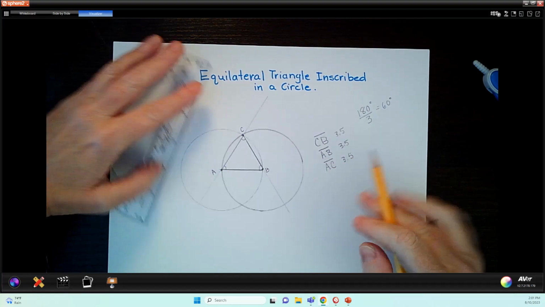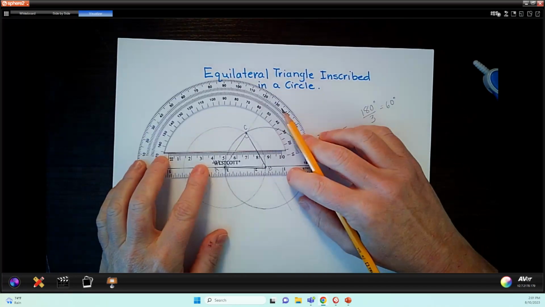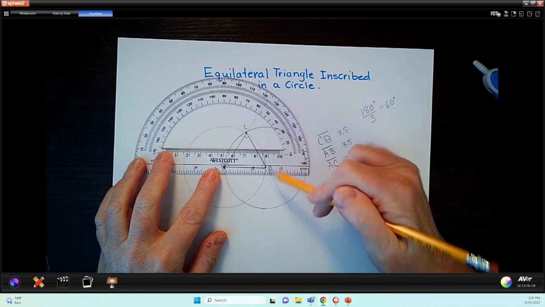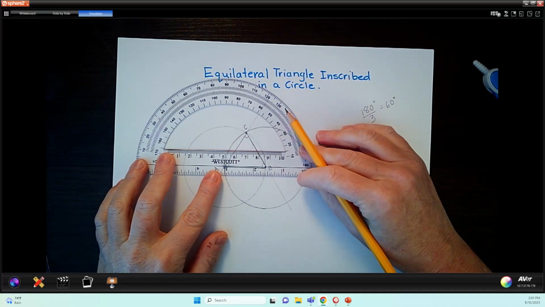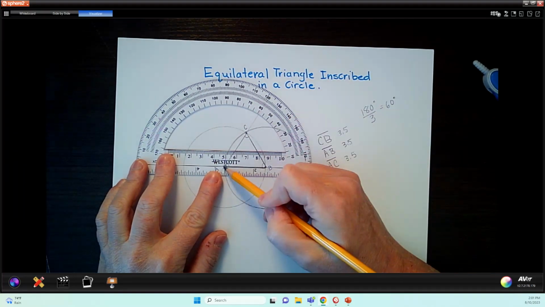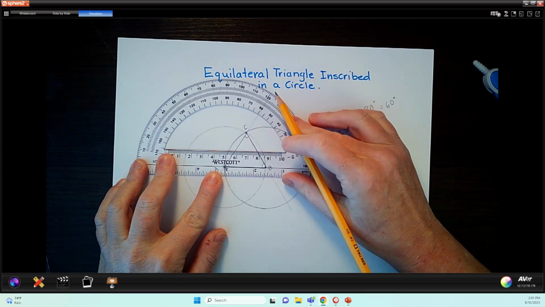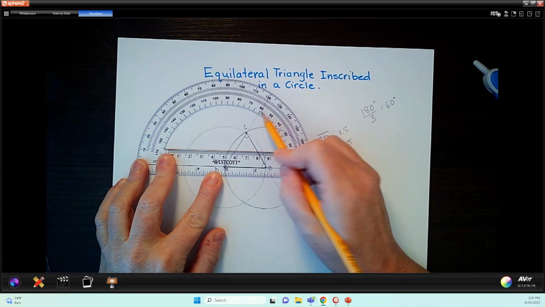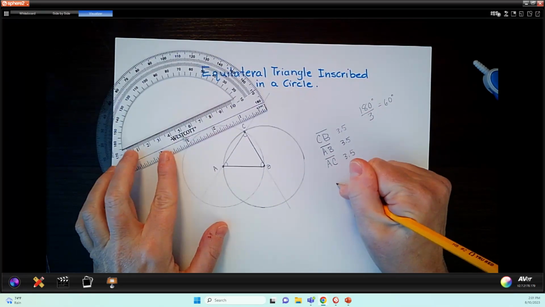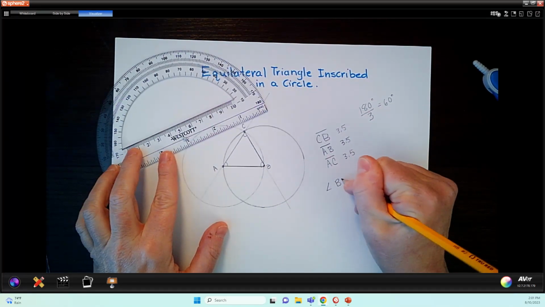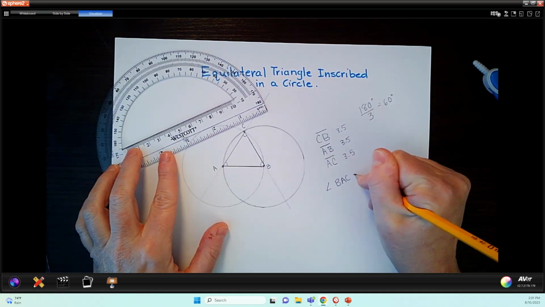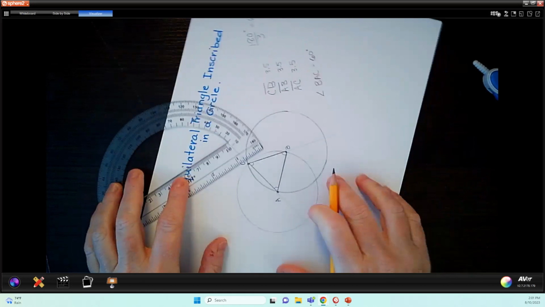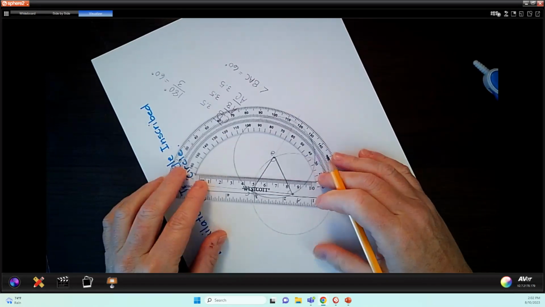Okay. So now I can measure angle CAB or BAC, it doesn't matter which order you go. Make sure the center is right in the center. And look at that, pretty close, 60 degrees. Okay, so we're going to say angle BAC is 60 degrees. Now, I'm going to rotate my paper around and I'm going to check the C angle.